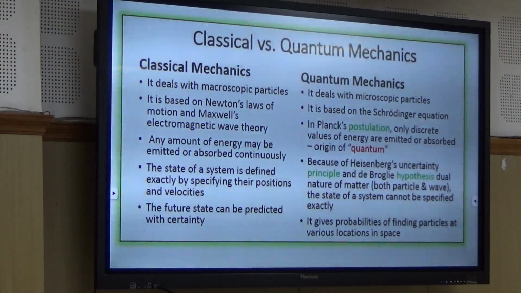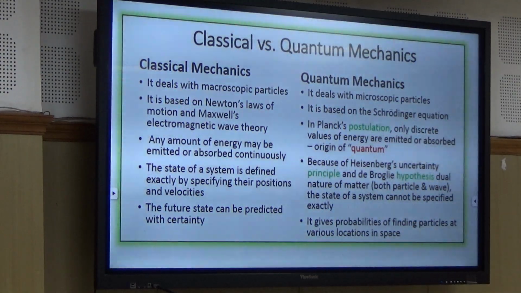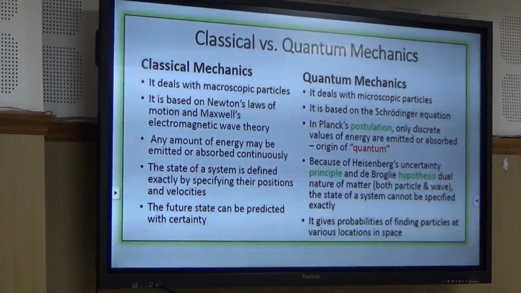Then, the most important point: in classical mechanics, generally the assumption is that any amount of energy may be emitted or absorbed by the system continuously. However, in quantum mechanics, because the Heisenberg uncertainty principle came into the picture, which is based on the de Broglie matter hypothesis, the energy level is discrete. It comes from the different levels of atoms.